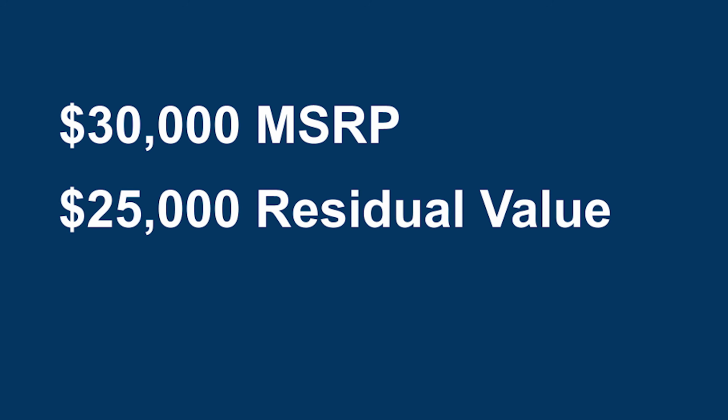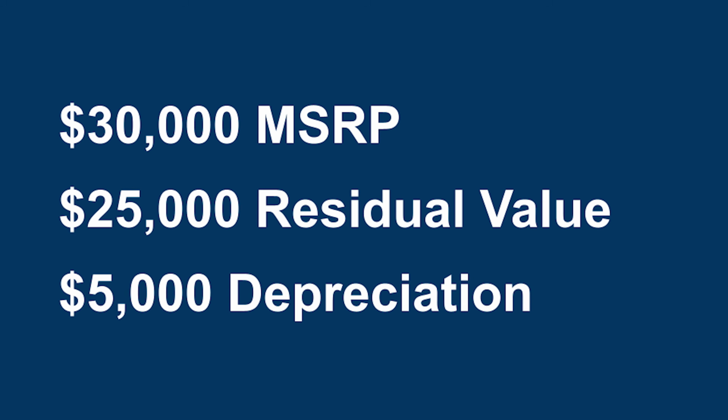Now let's say you have another car worth $30,000 also, but its residual value after 3 years is expected to be $25,000. So because the residual value is higher, your lease would only be based off paying off that $5,000 of depreciation over that 3-year period. So of course, this would lead to a smaller monthly payment. And this is exactly why you want to lease a car that has a higher residual value.